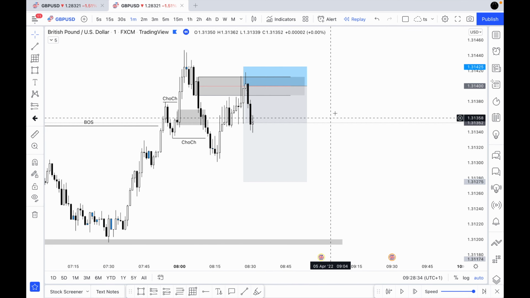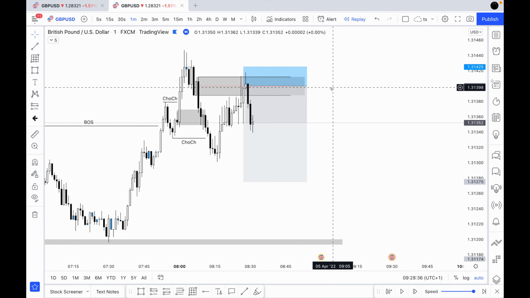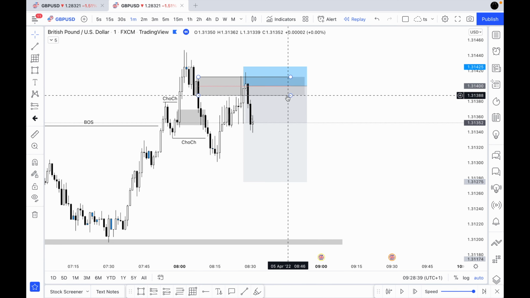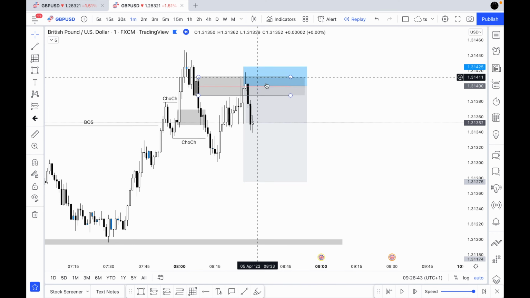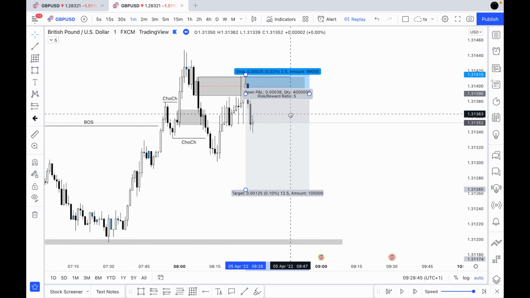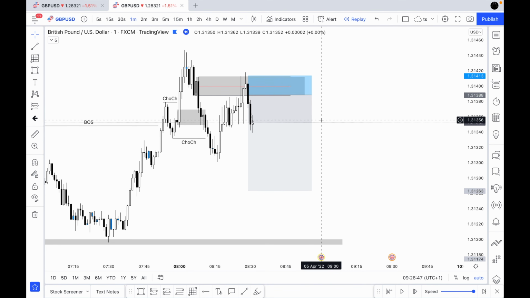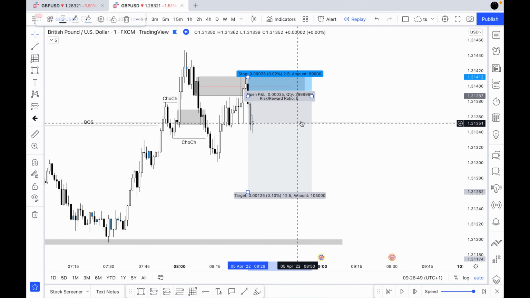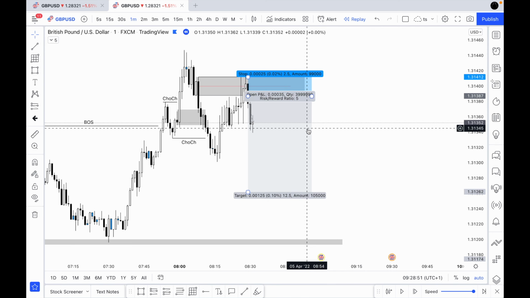Okay, right, so we've been tagged in. Now as you can see, if we did have the entry right on the edge of the order block here, or right on the edge of the supply zone, we would have been taken out. So let's just drop this down and I'll show you what I mean. So there we go, we would have been taken out.